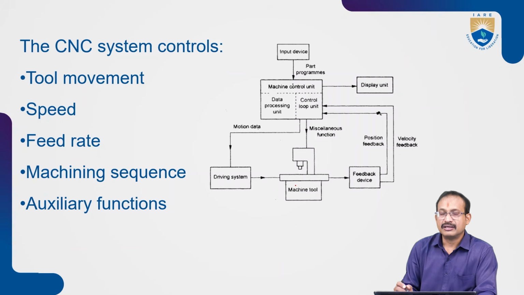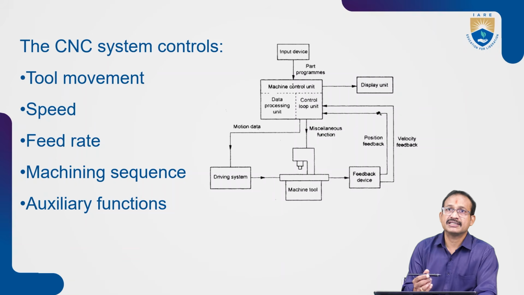See here, in the machine tool, various tools should be moved. The spindle should be rotating clockwise and anti-clockwise. The table has to move in the plus X direction, minus X direction, plus Y direction, minus Y direction. About speed, the spindle has to rotate at 100 RPM clockwise or anti-clockwise. About feed rate, the table has to move, let us say, 5 centimeters per minute, or 6 centimeters per minute.